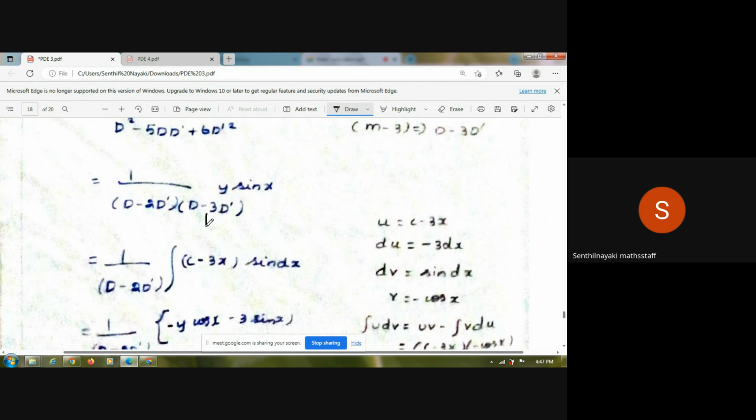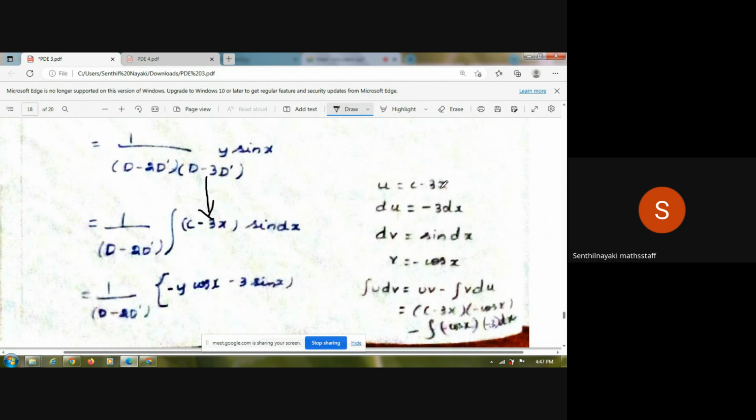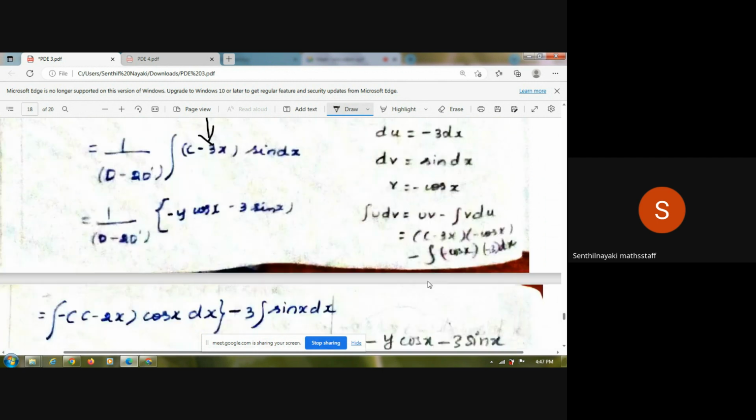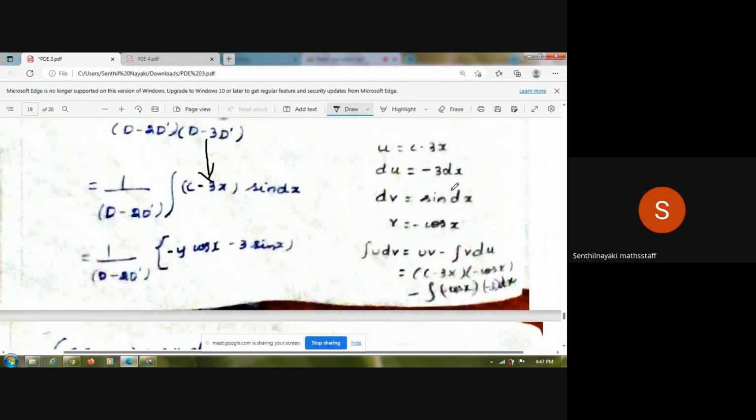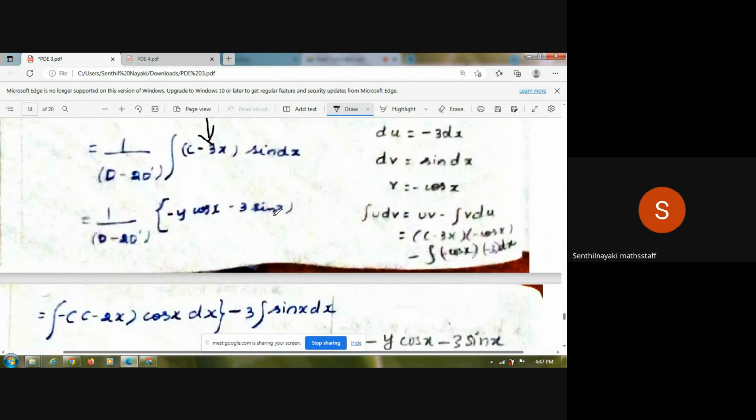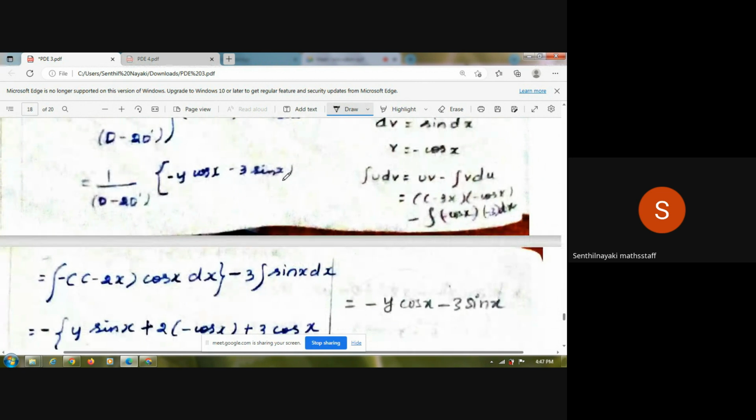that is 1 by d minus 3d dash. So y can be written in terms of this term, so c minus 3x into sin x dx. Again we have to use the integration by parts. So we get the final answer, minus y cos x minus sin 3x. The explanation is given here.